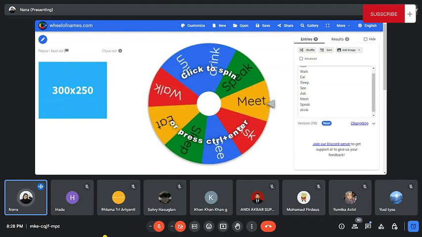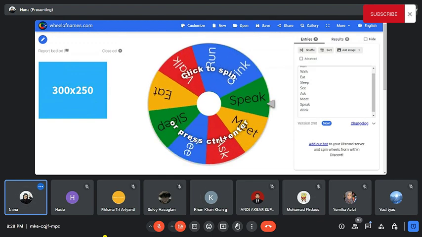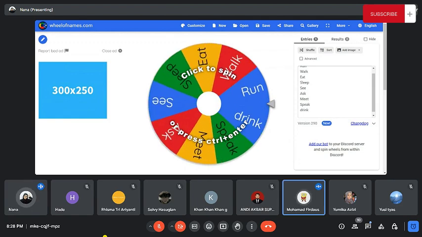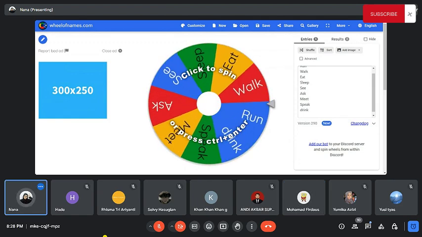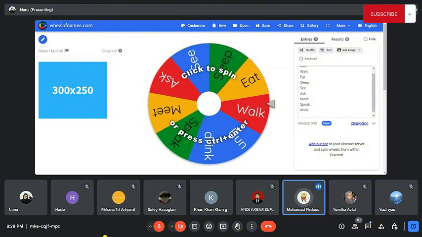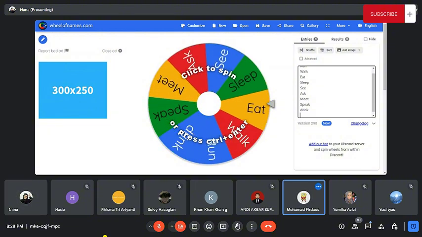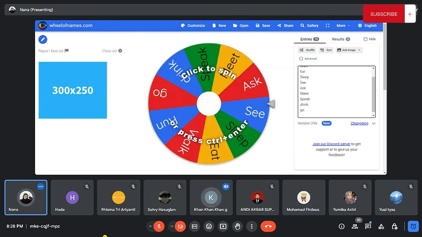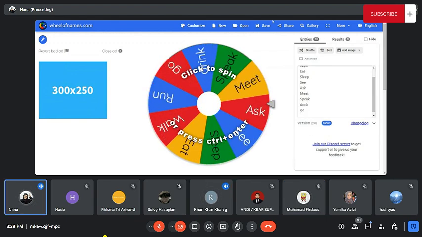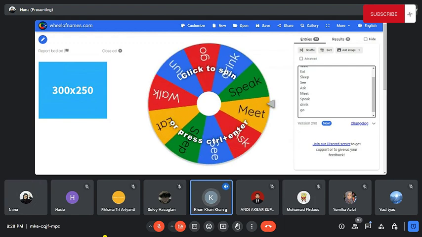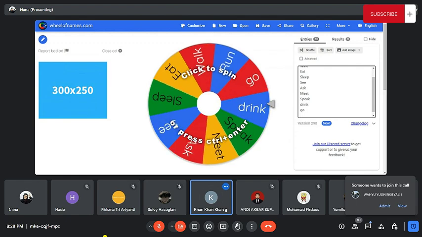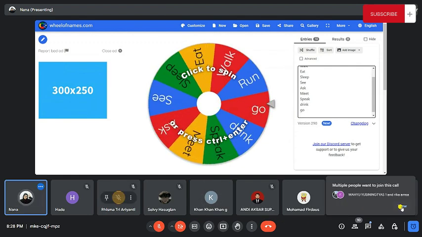Okay, any other participants who would like to give other verbs? How about you, Miss? Okay, go ahead, Firdaus. How about the word go? Go. Yeah. Okay, thank you. Anyone else? I'd like to add some other words. Okay, go ahead. Run, jump, ride.